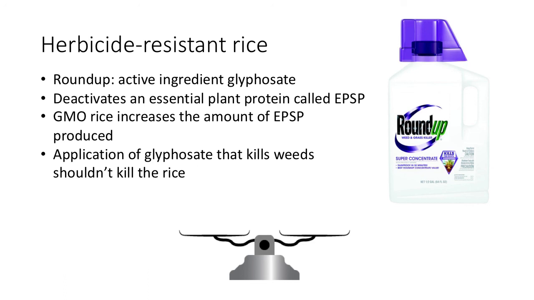So the goal here was to produce rice that makes a lot of this protein, EPSP, enough that Roundup still wouldn't kill those rice plants when they're sprayed, but it should kill all the weeds around them. As fate would have it, it turned out that even if you didn't spray Roundup on these genetically modified rice plants, there was actually a benefit to those genetically modified rice plants. They actually grew faster than non-genetically modified rice.